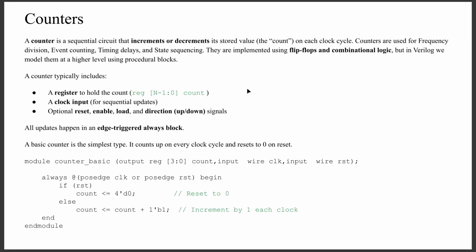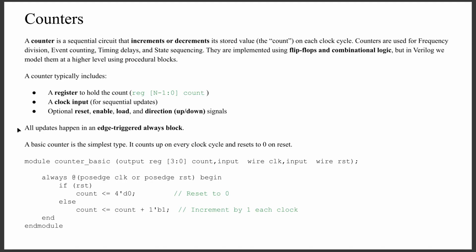Counters. A counter is a sequential circuit that increments or decrements its stored value on each clock cycle. Counters are used for frequency division, event counting, time delays, and state sequencing. They are implemented using flip-flops and combinational logic, but in Verilog we model them at a higher level using procedural blocks. A counter typically includes a register, a clock input, and an optional reset, enable, load, or direction. All updates happen in an edge-triggered always block.